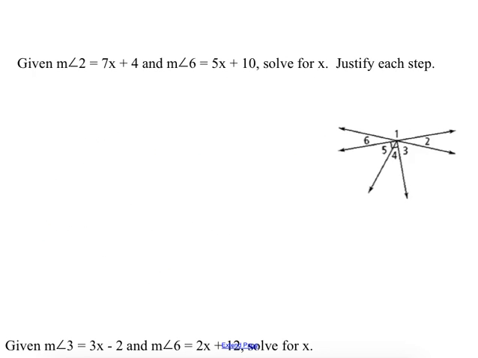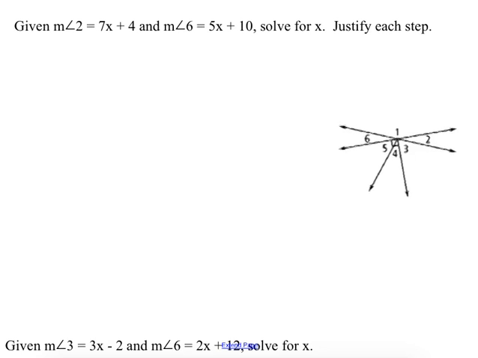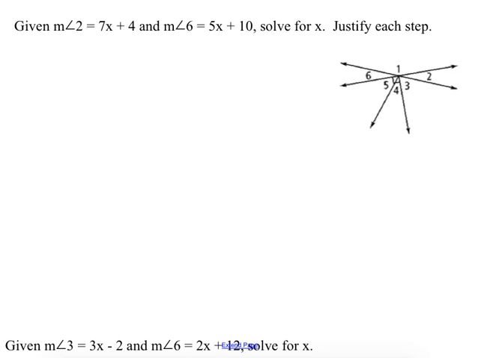Given the measure of angle 2 equals 7x plus 4, and the measure of angle 6 is 5x plus 10, solve for x and justify. So again, we're writing a proof here because it says justify. Now let's label what we know. So I know that the measure of angle 2 is 7x plus 4. And then I also know that the measure of angle 6 is 5x plus 10. All right, so where can we start? Well, looking at our diagram, what do we know about angle 2 and angle 6?